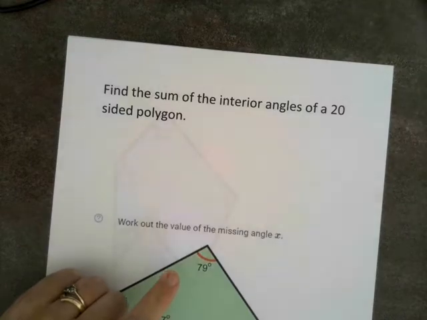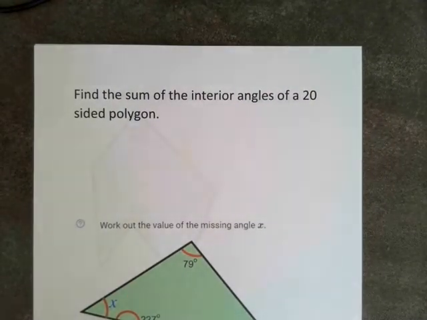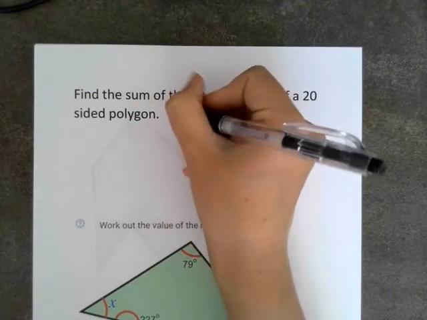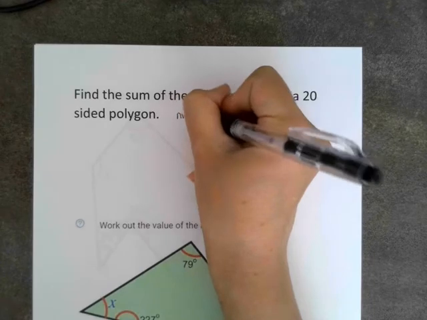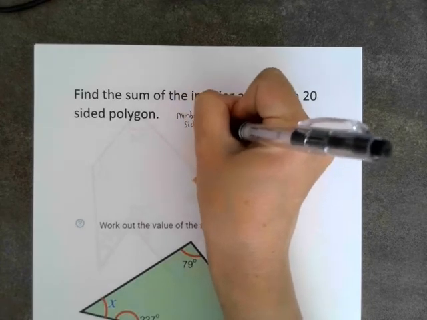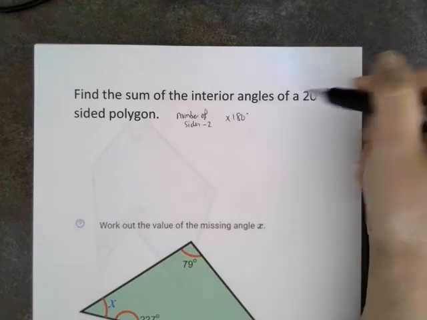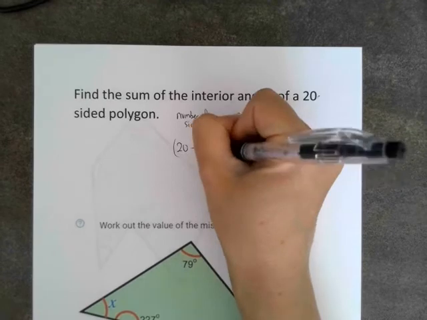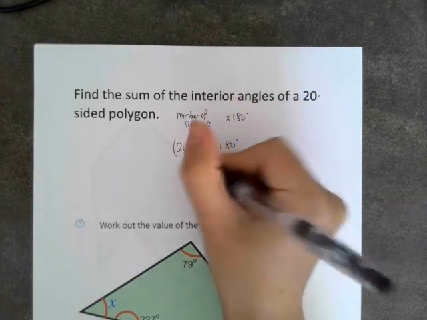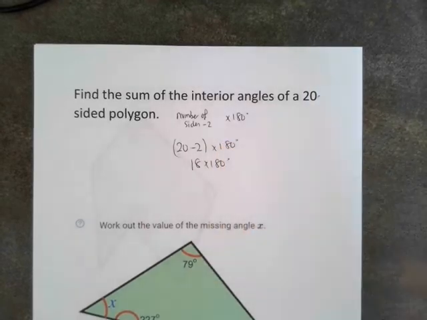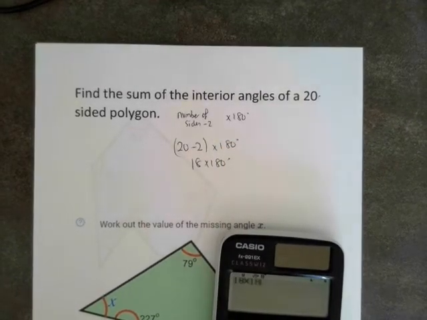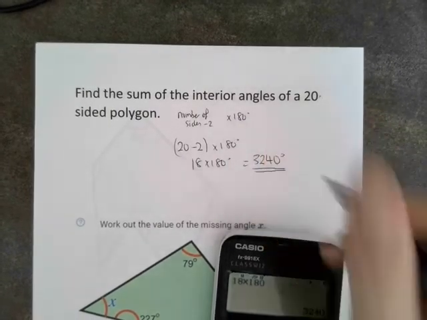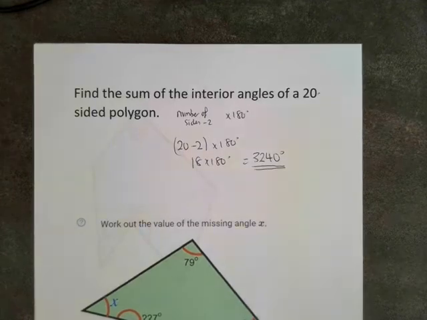Okay, so if we have a look at some questions then. This one here is just to find the sum of the interior angles of a 20-sided polygon. I know that it's the number of sides minus 2 times 180. My polygon has 20 sides, so it'd be 20 minus 2, and then we times that by 180. So it's 18 times 180, which is 3,240. For that question, that's all we had to do, just working out the sum.